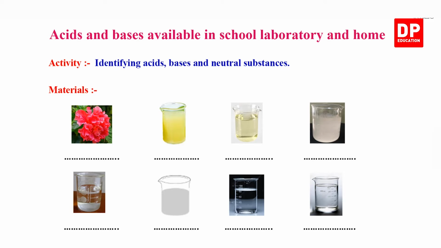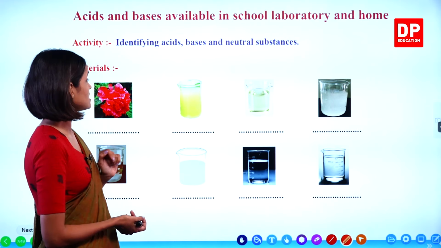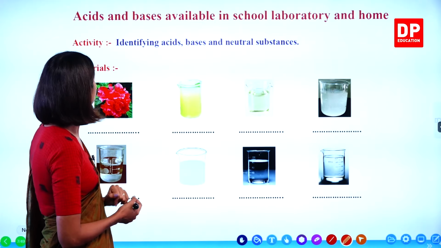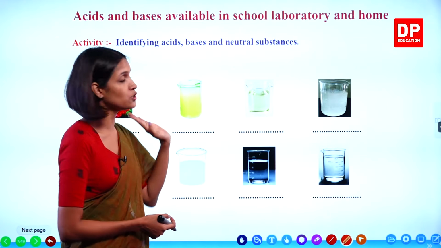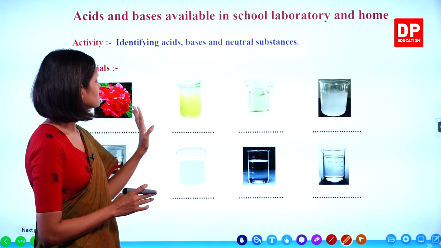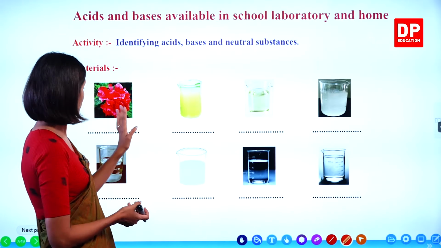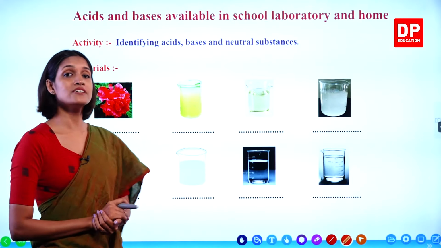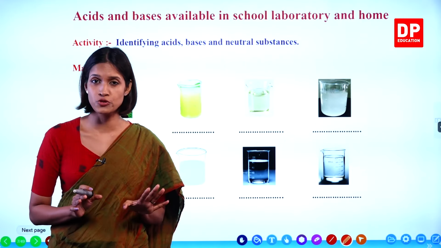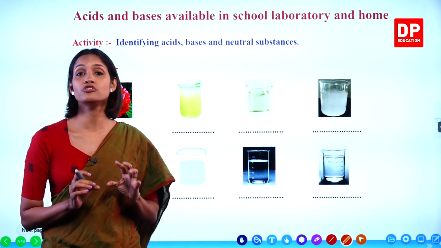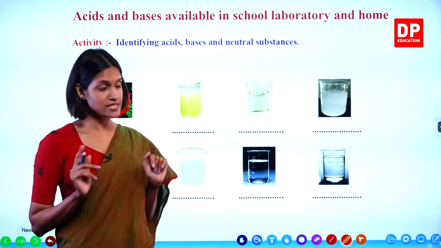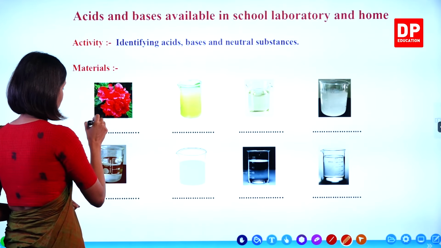Right. Acids and bases available in school, laboratory and home. And our activity is, now this is the first experiment we are going to do under this lesson. Okay. Activity is identifying acids, bases and neutral substances. So what are the things that we need to do this activity? Look carefully. We need shoe flowers, right? Because using these shoe flowers, we are going to prepare a special solution. So that solution we are going to use in order to identify acids, bases and neutral substances. Okay, children? So we need shoe flowers.